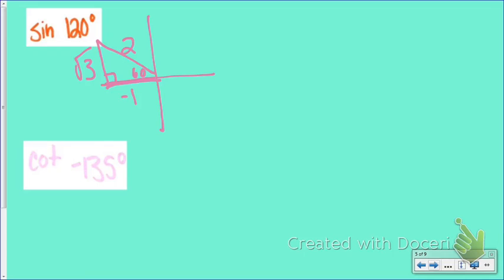Now that my triangle is completely filled in, I can find my ratios. So I'm looking for sine. Sine is opposite over hypotenuse, and that's going to be root 3 over 2. So technically the negatives didn't change that, but it is a good habit to get into.